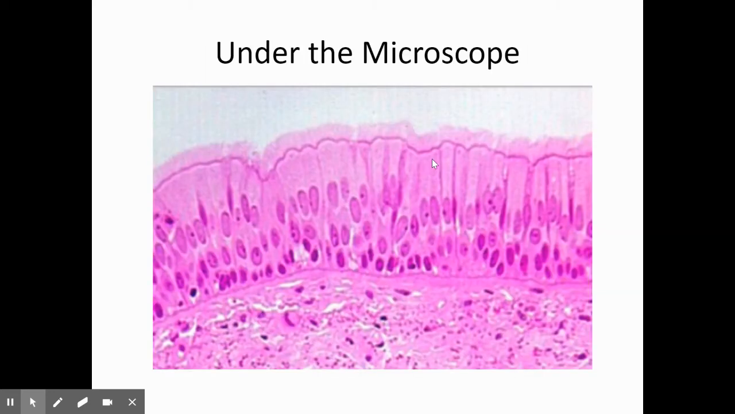This is pseudostratified under the microscope. Once again, you see these little circles. These are the nuclei. They're all scattered at multiple levels. So really it's just one layer of cells, but it looks like multiple layers. And here, this pink fuzzy stuff at the top is the cilia coming off the top of those cells.